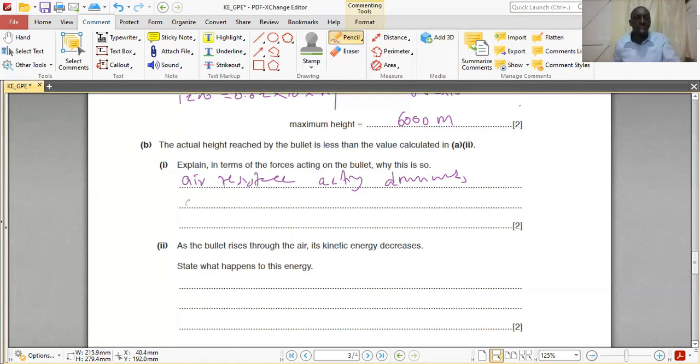This adds to the gravitational force that is also acting downwards. So the resultant force, the air resistance added to the gravitational force, tends to pull the bullet downwards, and therefore it will not be able to reach the 6,000 meters. That is why I said the assumption was that air resistance is ignored in calculating the maximum height.